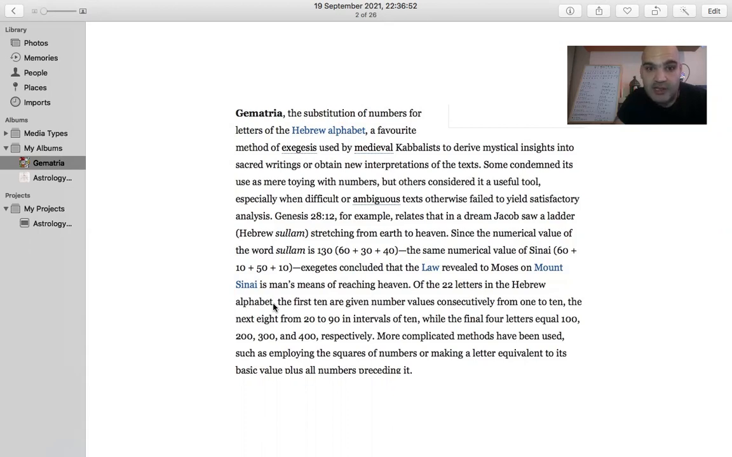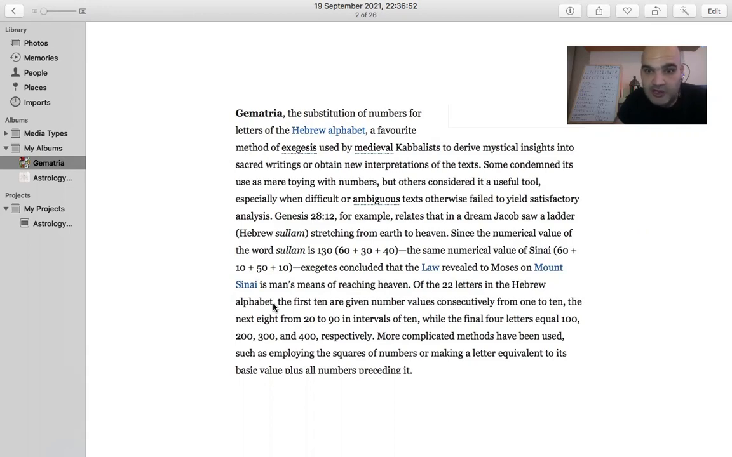Genesis 28:12, for example, relates that in a dream, Jacob saw a ladder, in Hebrew, sulam, stretching from earth to heaven. Since the numerical value of the word sulam is 130, 60 plus 30 plus 40, the same numerical value as Sinai, 60 plus 10 plus 50 plus 10, it was concluded that the law revealed to Moses on Mount Sinai is a man's means of reaching heaven.